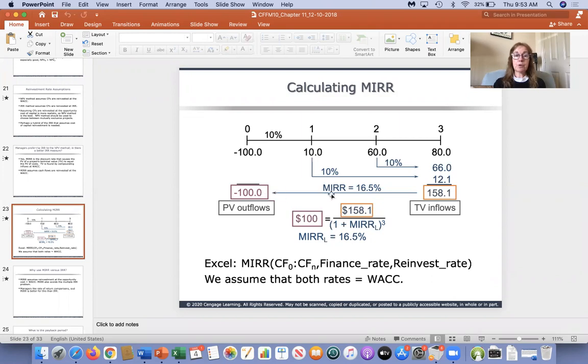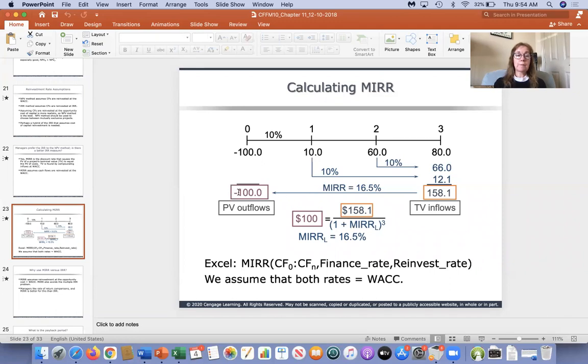At the end of this whole project, we had $158.10. What's our rate of return? You just solve for the I/Y, just like you were doing in chapter 5, and that's your modified internal rate of return. You can try to do this algebraically, but just use your financial calculator.